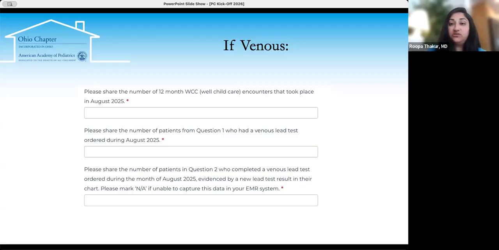These values will help us understand if your quality improvement effort should be focused on educating providers to order the test when it's indicated versus actually getting patients to get the test done, either through trying a different collection method or maybe brainstorming ways to get more of those kids to the lab effectively. Next slide.